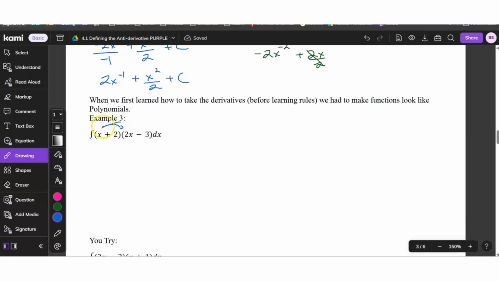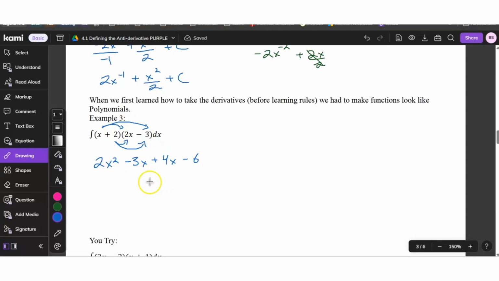You probably did it with these arrows. Did you call it FOIL or did you just call it distribution? So we multiply the firsts. That's going to be 2x squared. We multiply the outsides, x times -3, -3x. Multiply the insides, 2 times 2x, so plus 4x. And then the lasts, 2 times -3, -6.